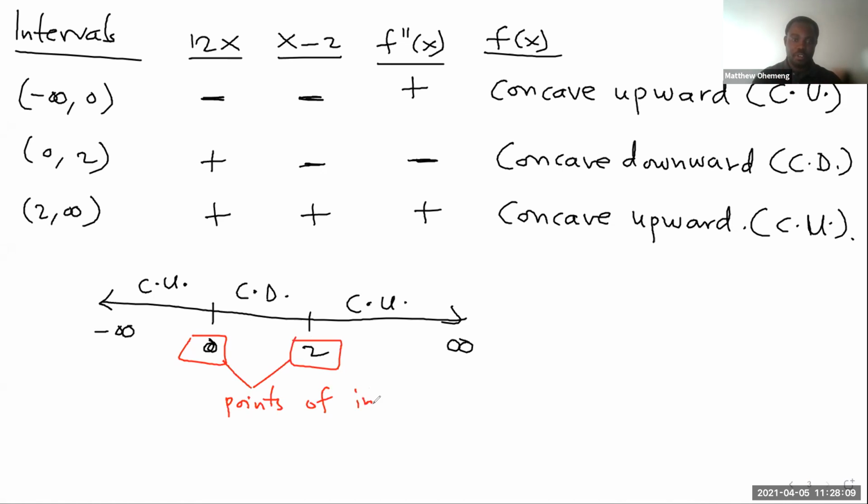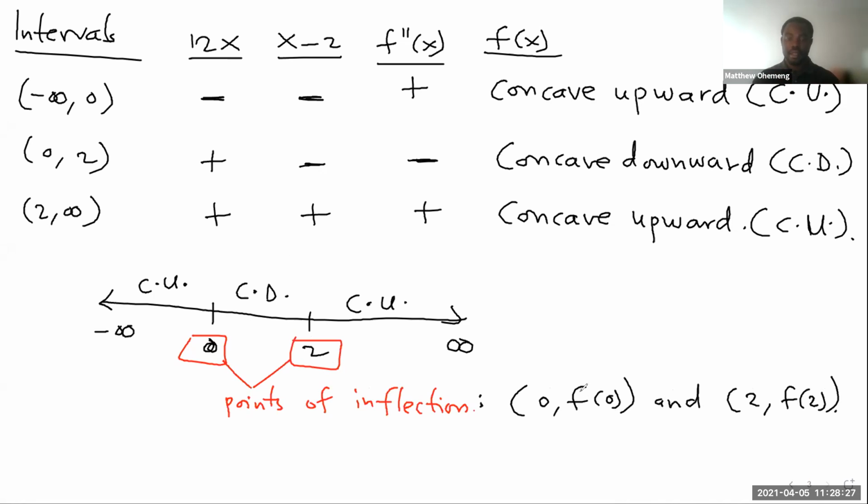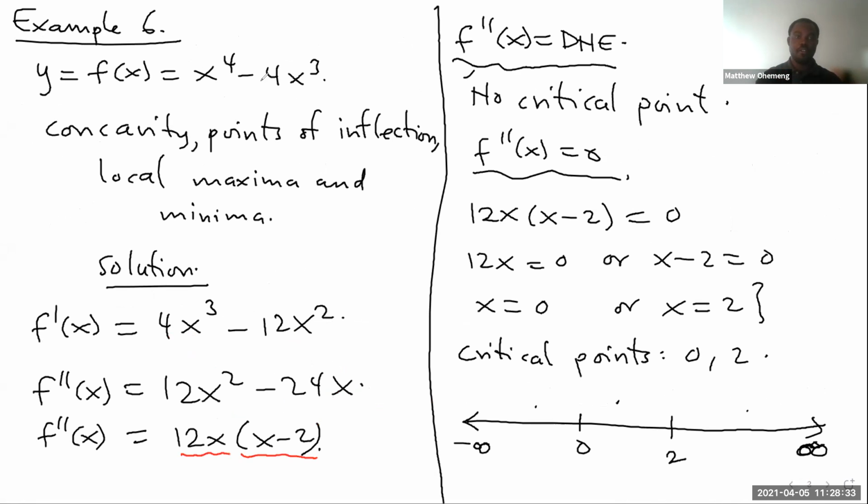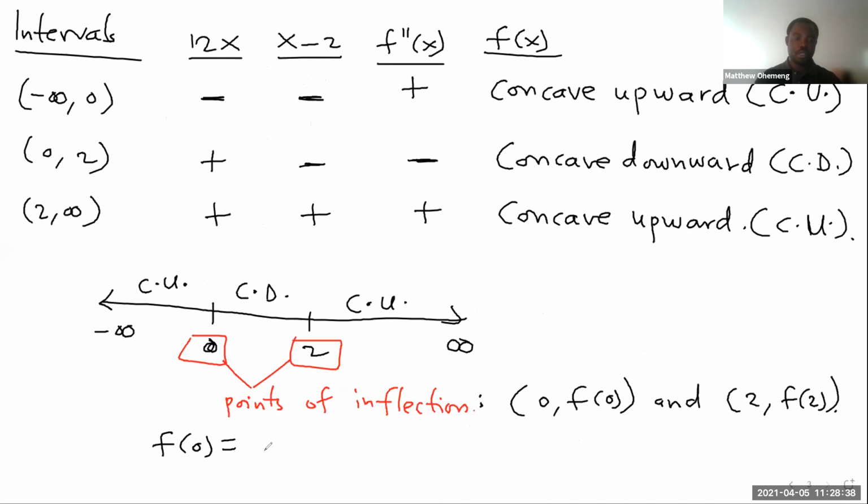So points of inflection. Those are points, right? So we have to work out the y coordinate as well. The points of inflection are given by 0 and then the function value at 0. That will give us a y coordinate. And the other one will be 2 and then the function value at 2. So let's get f of 0. F of x is x to the power 4 minus 4x cubed. So the f of 0 will be 0 to the power 4 minus 4 times 0 to the power 3, and that will just be 0.